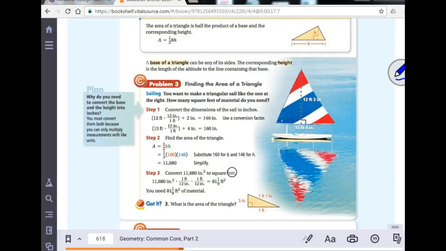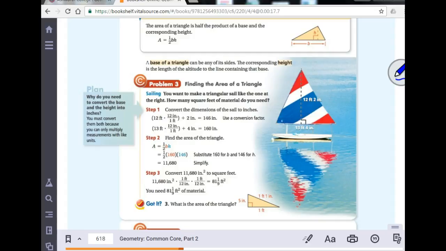But if I want to convert that back to feet, then I'm going to have to take this number, and remember, going from inches back to feet, you divide by 12 because 1 foot equals 12 inches. So you're going to divide by 12 to turn it back into feet. However, it's not just inches now. It is inches squared. So that means you're going to have to divide by 12 twice. 1 for the base and 1 for the height. So that's why you're dividing by 12 two different times.